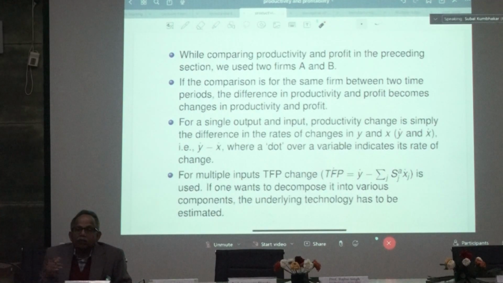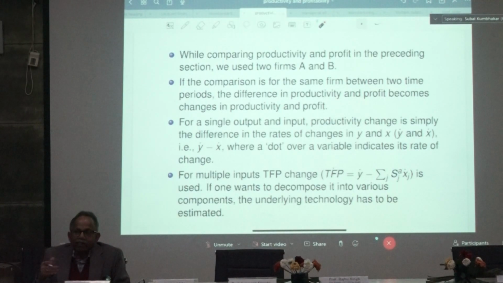Okay, so it's going to be exactly the same thing. Instead of saying that A and B are two different firms, I'll now change my explanation, saying that A and B are the same firm observed at two different points in time. Now again, the purpose of doing it is just to see what is happening to productivity over time, or what we call productivity change. So if y over x is productivity, how do I find productivity change?